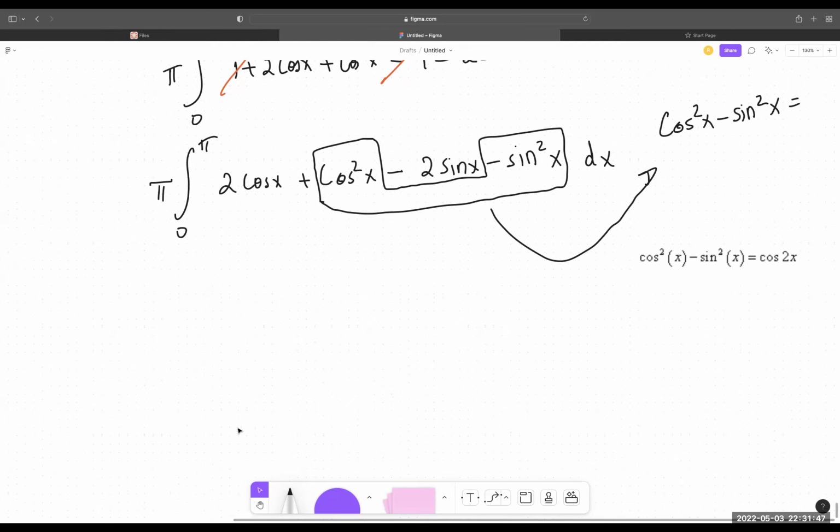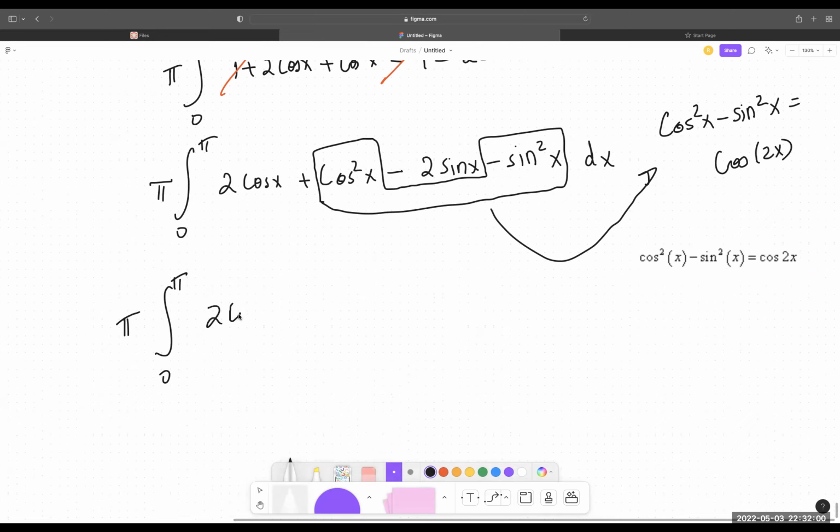So we can say that this is from 0 to pi. And then again, we're setting this equal to cosine of 2x, right? So everything else is the same, 2 cosine of x plus cosine of 2x minus 2 sine of x, dx, right?